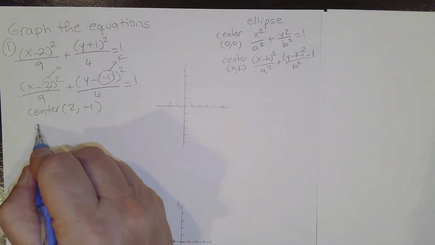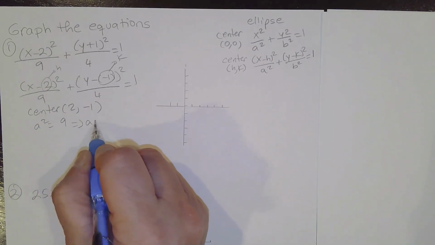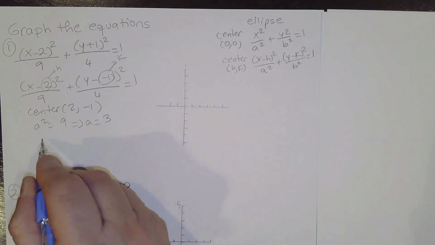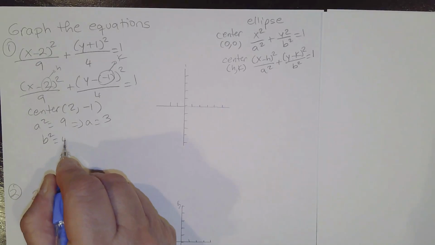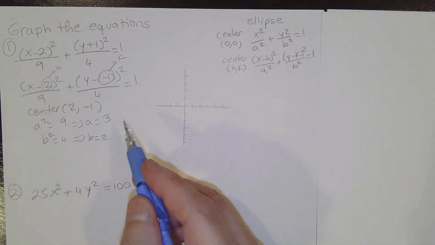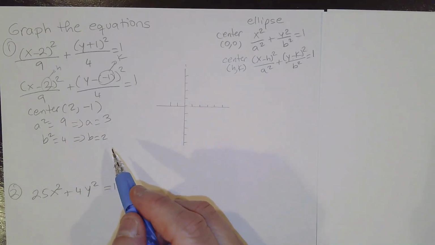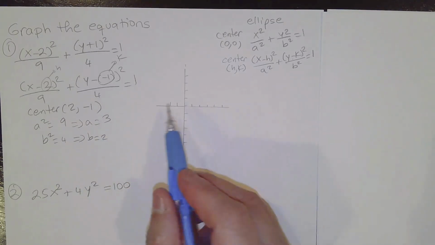a squared is equal to 9. That means a must be equal to 3. And b squared is equal to 4. That means b is equal to 2. Now if you notice, a is greater than b, so that means we're going to have a horizontal major axis.